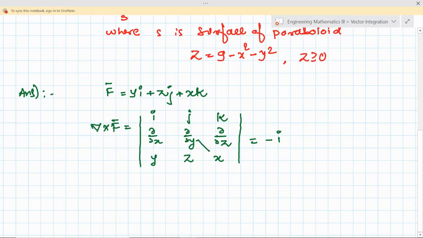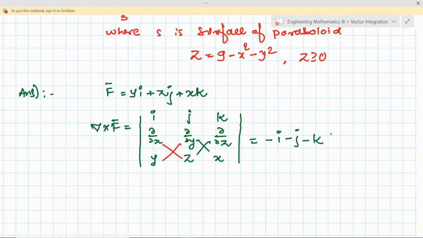Now j as it is, minus j. Just cross multiply. The derivative of x with respect to x is 1, the derivative of y with respect to z is 0, so this is 1, therefore minus j. And then k for these two. The derivative of z with respect to x is 0, the derivative of y with respect to y is 1, and minus is there, so this is minus k. Del cross f bar is nothing but minus i minus j minus k.